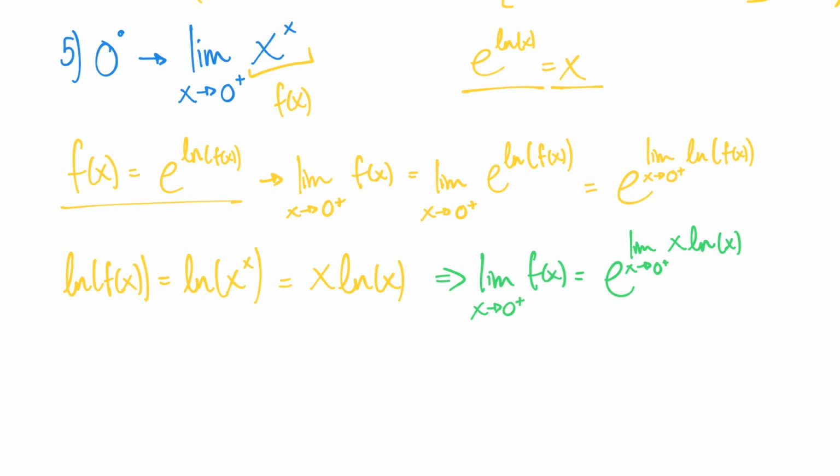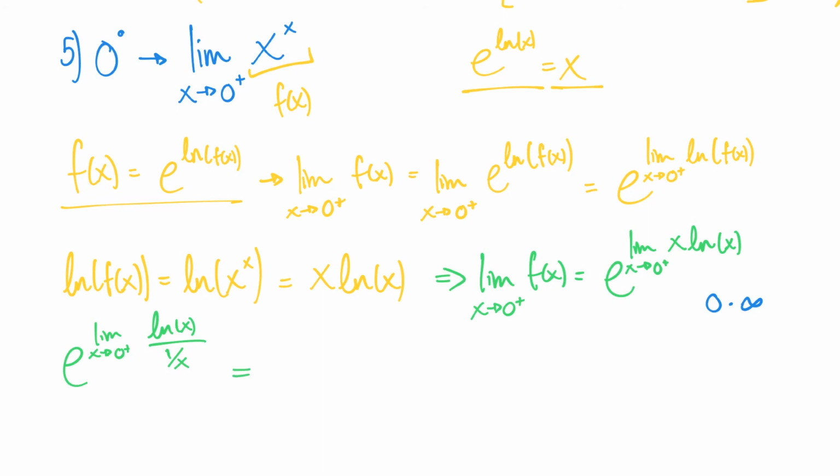Let's see. So if this approaches 0, I would have 0 times infinity. Not great, but it's an indeterminate form we already know about. So we know that we can rewrite that limit like this: logarithm of x divided by 1 over x. And now I have an indeterminate form 0 over 0.